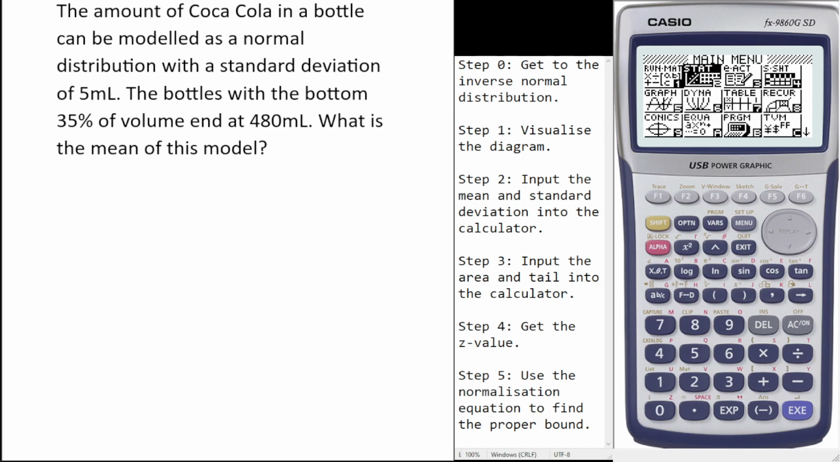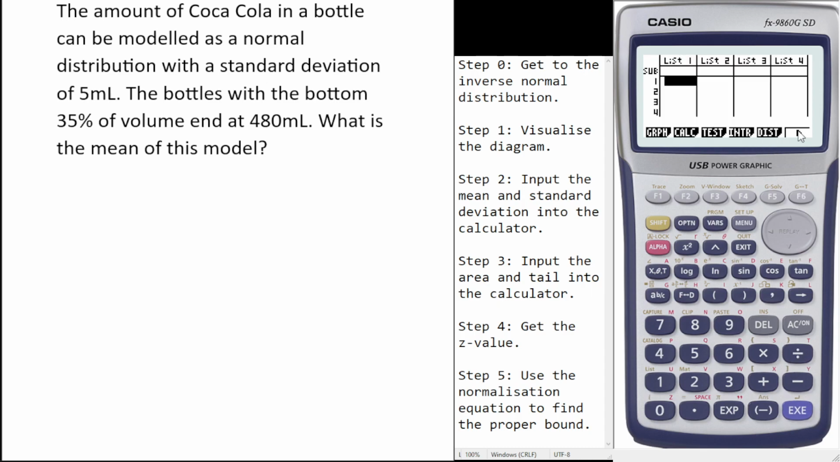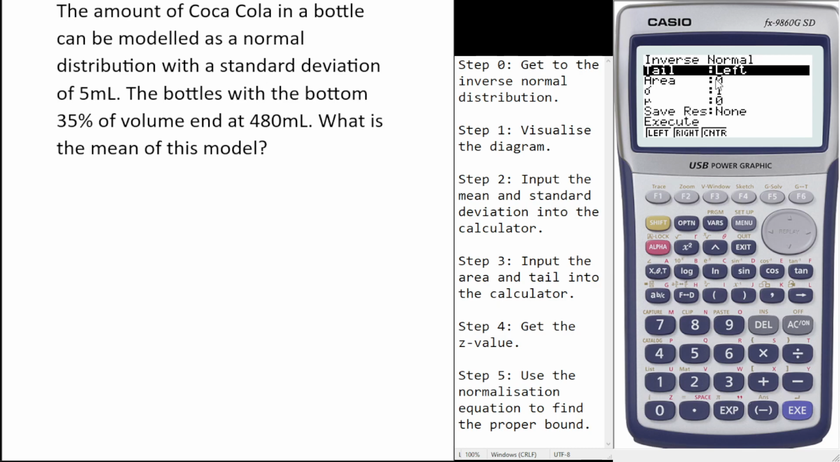As always, the first thing we need to do here is actually get to the part where you see the inverse normal distribution on your calculator. So we would go to Stat from the main menu like so. Distributions F5, click that. Normal F1, click that. Inverse normal F3, click that. Now you're on this screen.